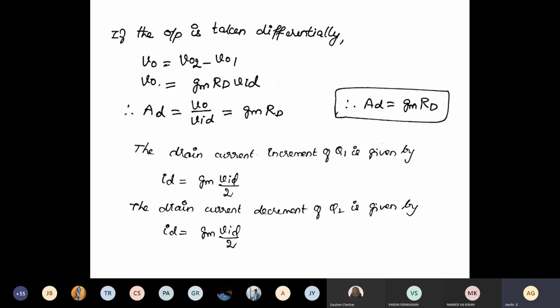The drain current increment of Q1 is GM VID by 2. Similarly, for Q2, it is GM VID by 2. So you need not take this. You take only the gain expression, AD equal to GM into RD.